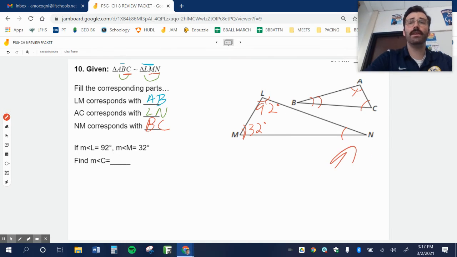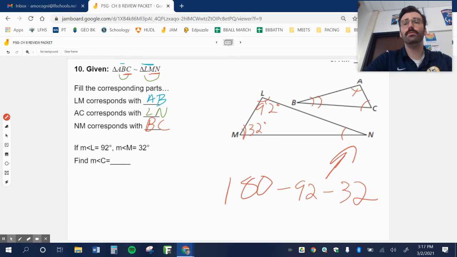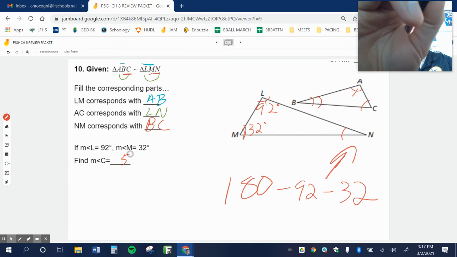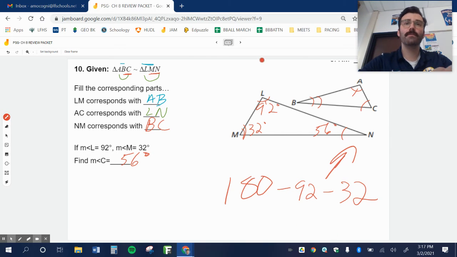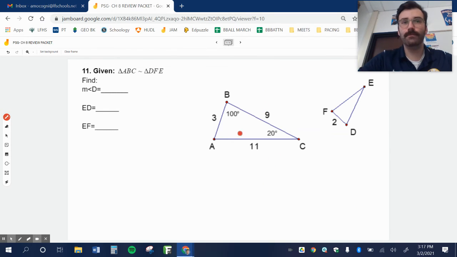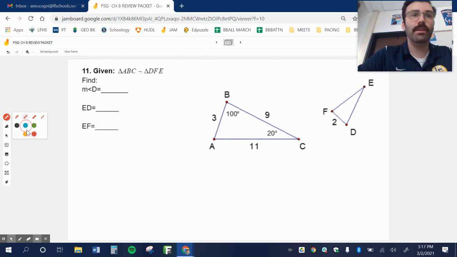Well, to find this third angle, I'm going to do 180 minus 92 minus 32 to get 56. So if N is 56, then C is also 56. Okay, last one of this video.